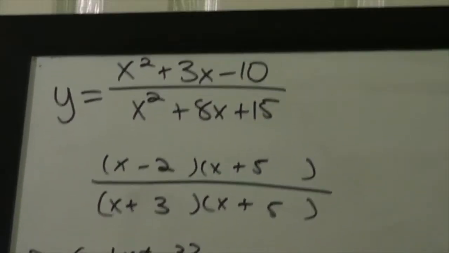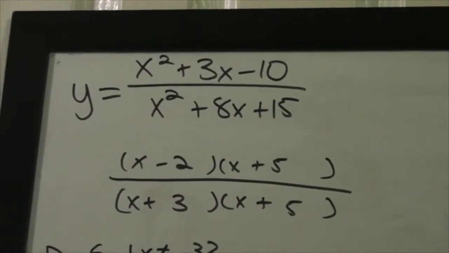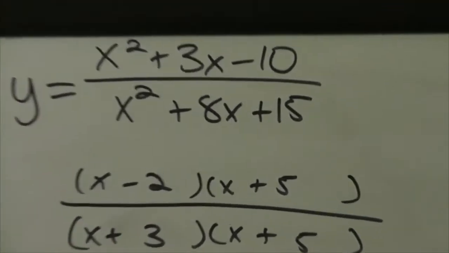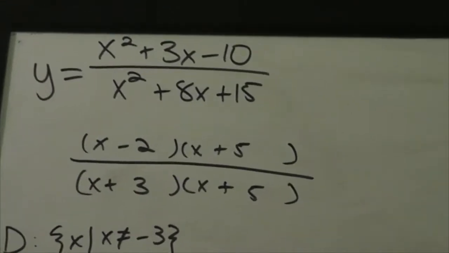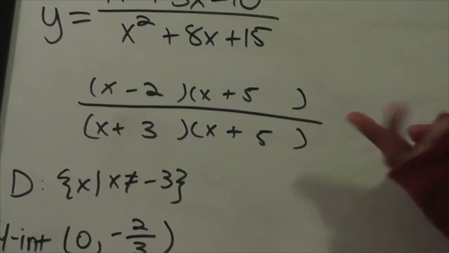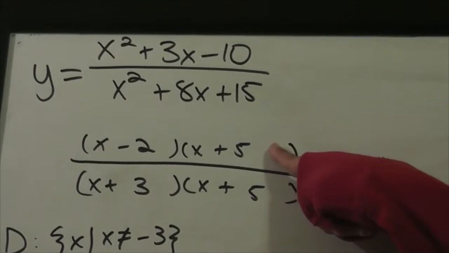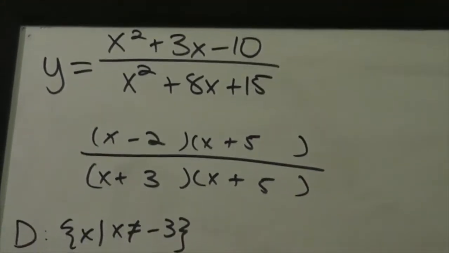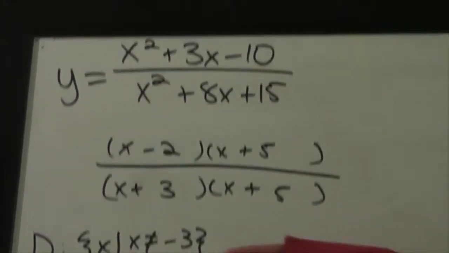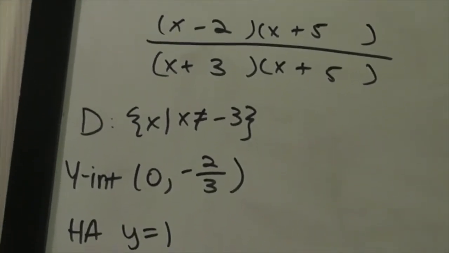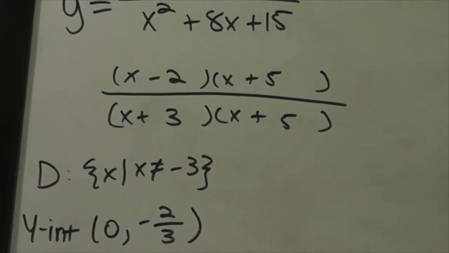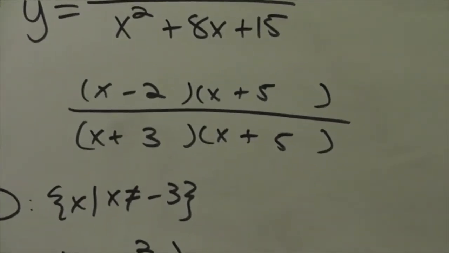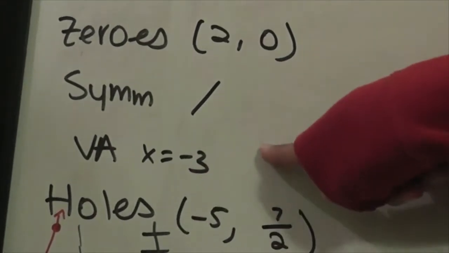The next problem was x squared plus 3x minus 10 divided by x squared plus 8x plus 15. Once again, your first step is going to be to factor out both the top and the bottom. And when you do, you find this, of which you see x plus 5 on both the top as well as the bottom. So now let's look at the various components. The domain is going to be x is such that x cannot equal negative 3, because when you equate x plus 3 to 0, you find that x equals negative 3. So that means that your vertical asymptote is going to occur at x equals negative 3.